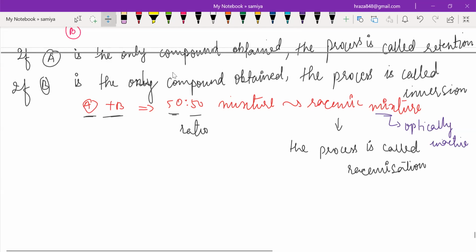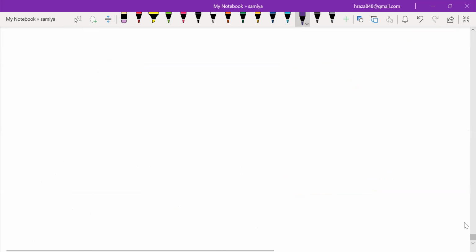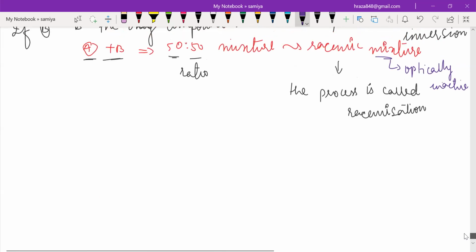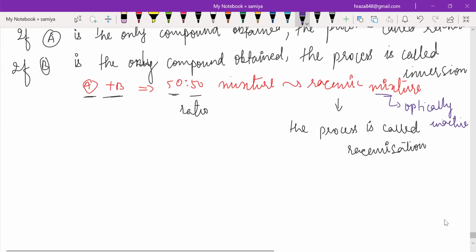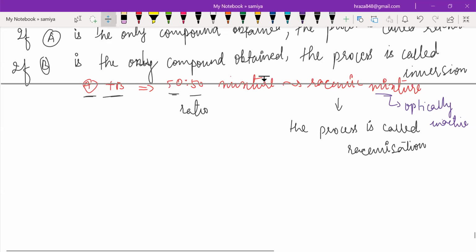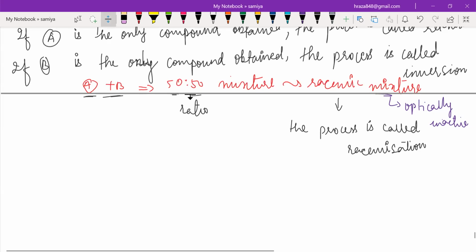Please write this point and let me know. Racemic mixtures are optically inactive. Are you done with this? Please do respond.